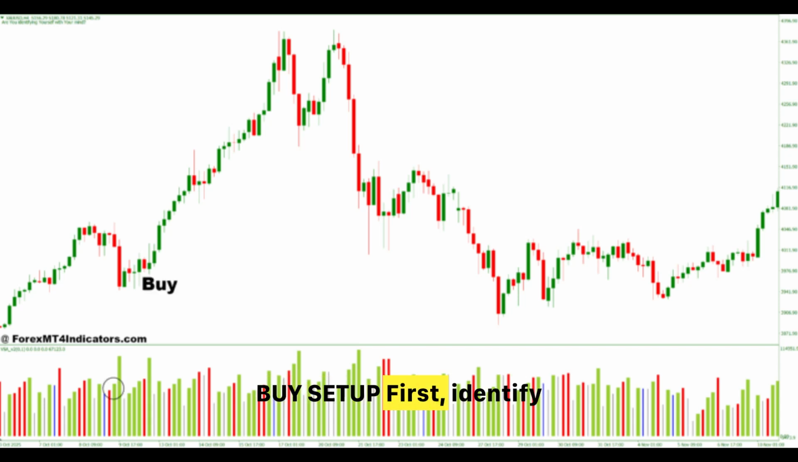Buy setup. First, identify an uptrend or a key support zone on the chart. Wait for the VSA Relative Volume Indicator to show a strong bullish volume spike during a bullish candle. Look for price rejecting support or breaking above resistance with increased relative volume.